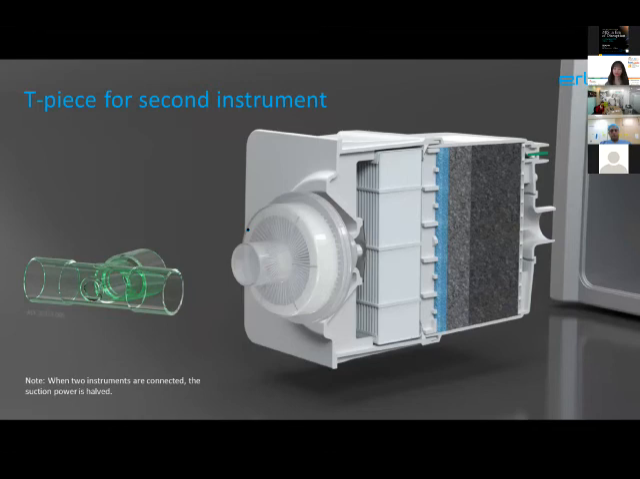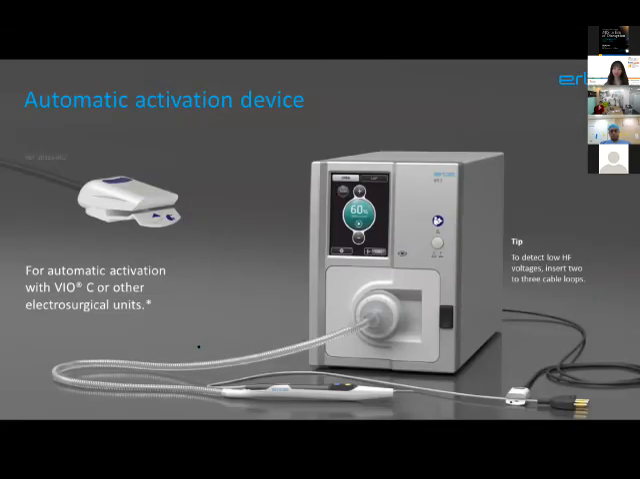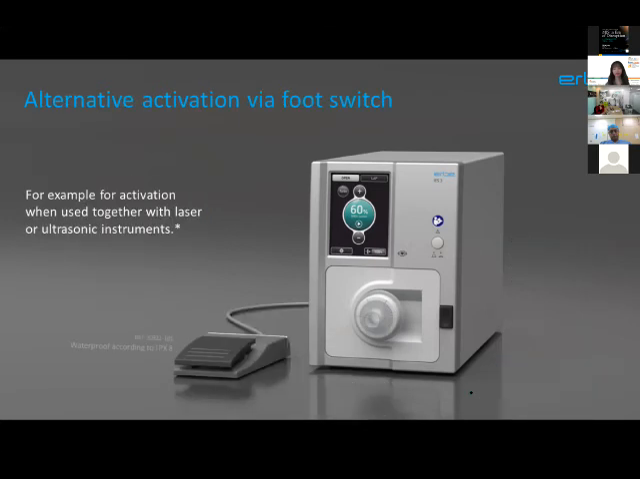So on top of that, in certain procedures, if you were to use 2 surgical pencils simultaneously, we have these T-pieces just to split the connection. And for instruments that you cannot connect any suction devices, we have the funnel version for open surgeries. And these are reusable. So on top of all this, the IES can be used with other electrosurgical devices just by a simple automatic activation device. You just clip it onto the instrument and it will activate when you activate the device. Or there's the traditional method, just the foot switch.